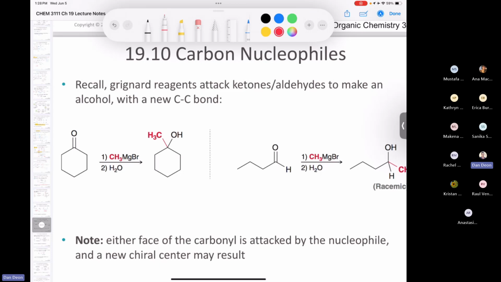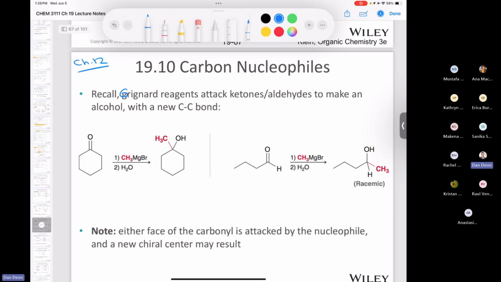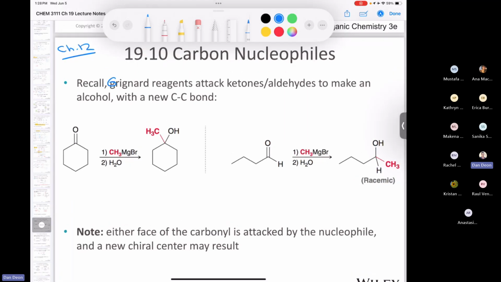Now, let's do some more review. So again, this is a review of, you guessed it, chapter 12, the alcohols chapter. We talked all about Grignard, which should be capitalized for Monsieur Grignard. Anyhow, a Grignard reagent will attack an aldehyde or a ketone, and you end up with an alcohol and a new carbon-carbon bond. So you can see here we have methyl magnesium bromide in the first one, and that's going to do a nucleophilic attack. Just to practice the mechanism, in the first step, we draw the methyl, remember, as a carbanion. It's going to be a strong nucleophile. We're going to get our nucleophilic attack like this.